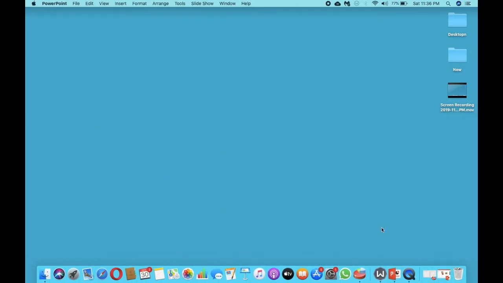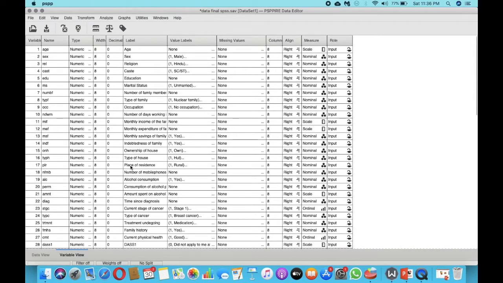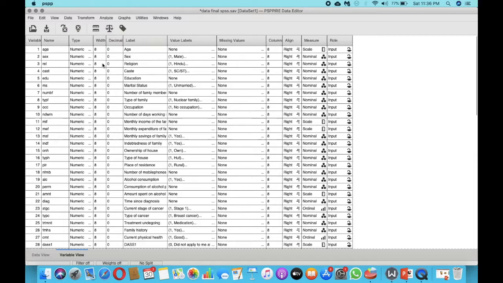Now we'll go back to the data that we have. This particular data is a common data that I usually use for these kinds of videos. This data is actually on cancer patients. You might have seen this data. I've used it previously, as I said. And this is on the mental health, basically the depression, anxiety, and stress of cancer patients. So here there are several variables. We want one categorical variable and one continuous variable.